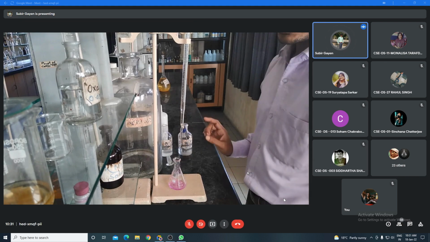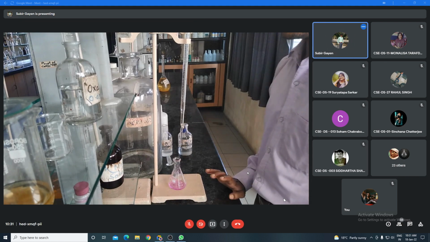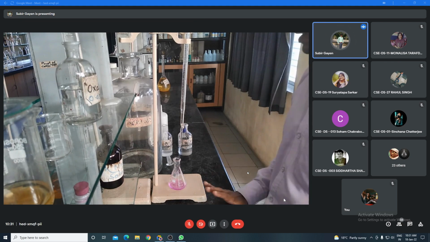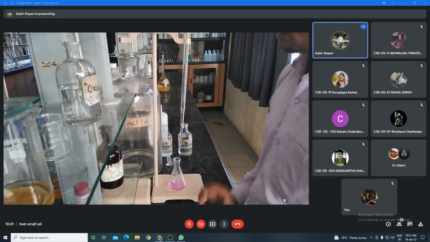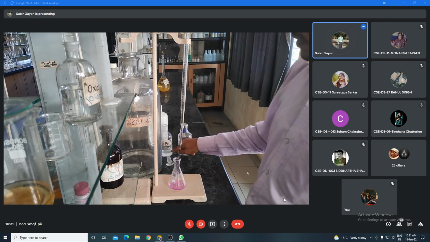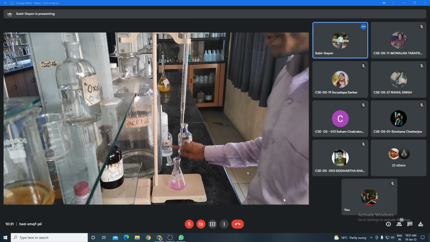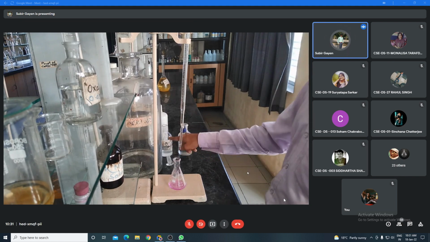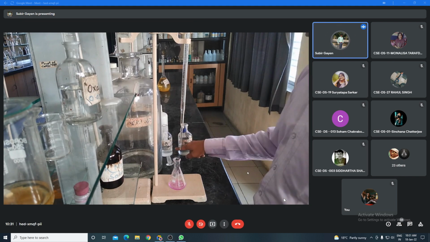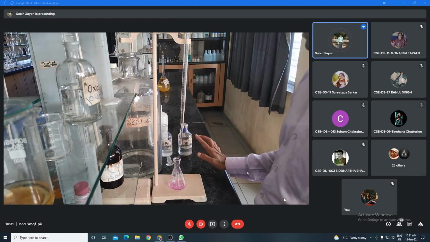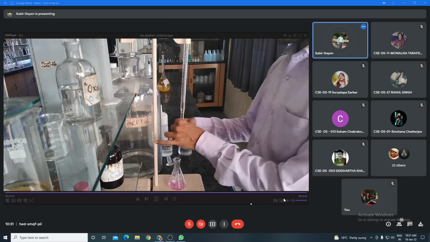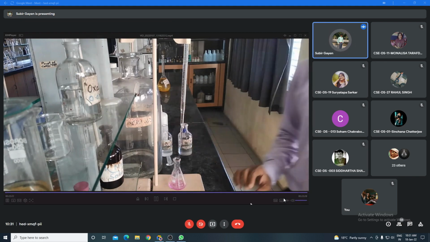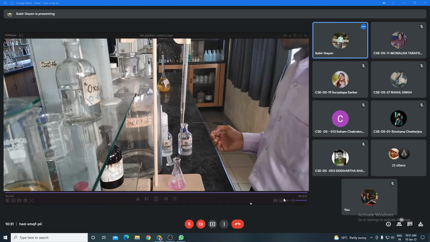I have taken only one reading, but during the experiment you have to take a minimum of two readings of a layer. That means two readings for the upper layer, two readings for the lower layer. So total 8 readings you have to take during the experiment. After that, I will show you how to calculate this.